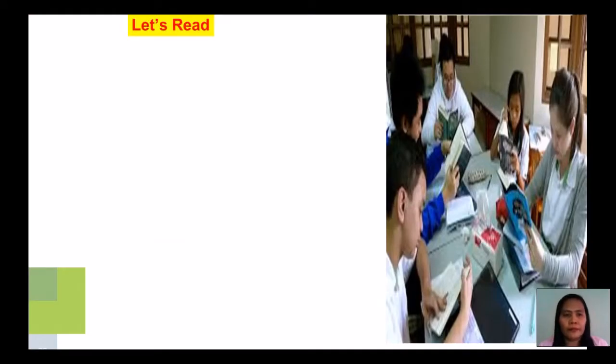Let's read. Read the passage and find out what the main idea is.